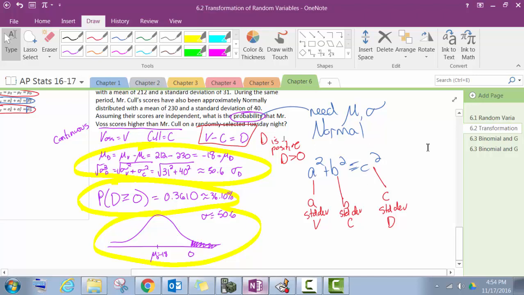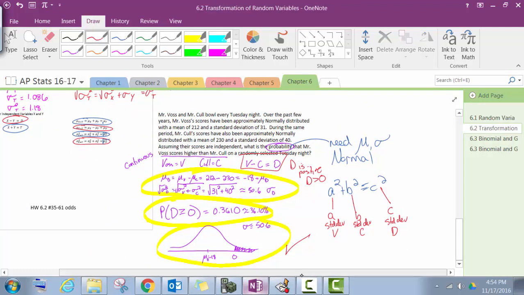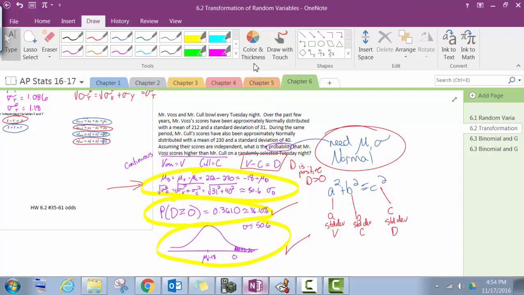So really I want 4 numbers here. This is the work I want to see. I want to see the normal curve. I want to see this. And this is how you find the mean and standard deviation, and that's what you need to find probability. And that's how you do what we're doing here.